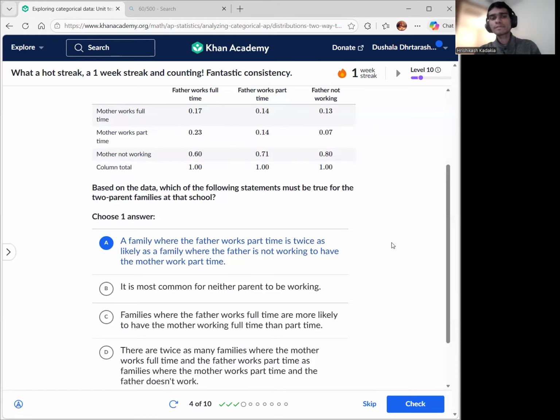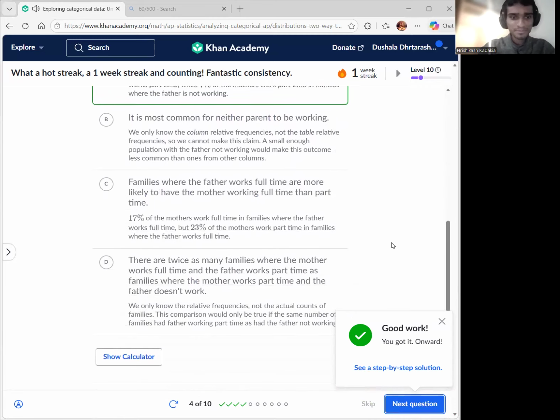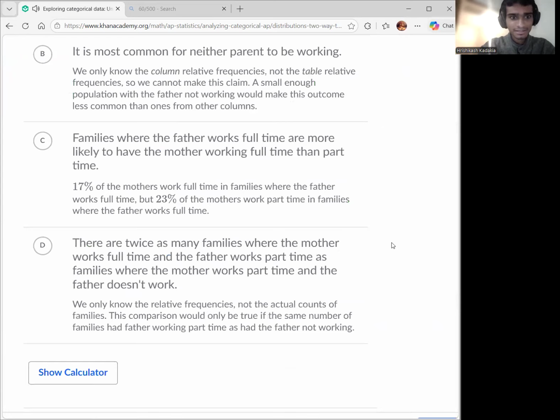But we have to say that a family where the father works part time is twice as likely. We can't say there are twice as many families. We have to say twice as likely. It's not twice as many. So yeah, that's basically the difference. Yeah, we only know the relative frequency. We don't know the actual counts of families.